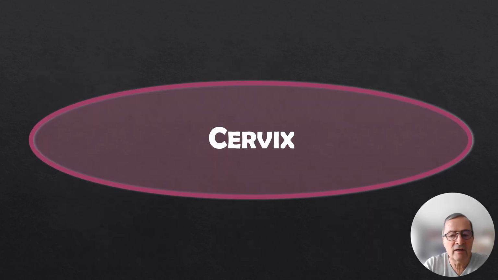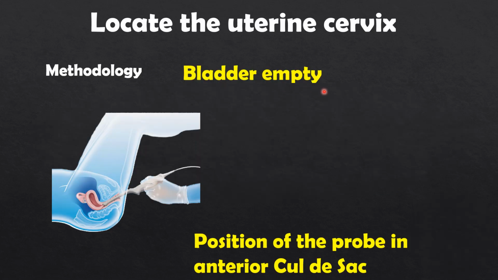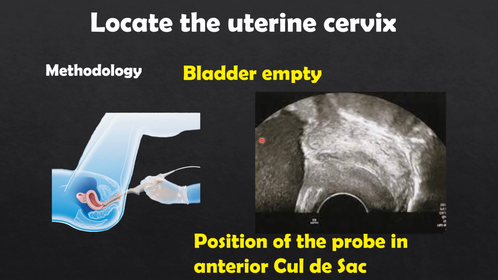The last point is the evaluation of the cervical length in the context of screening of preterm labor. The measurement of the cervical length should be done methodologically with careful transvaginal ultrasound, positioning the probe in the anterior cul-de-sac or the fornix. And you will observe the following images with 3 landmarks: the external orifice, the cervical canal, and the internal orifice with the amniotic cavity.